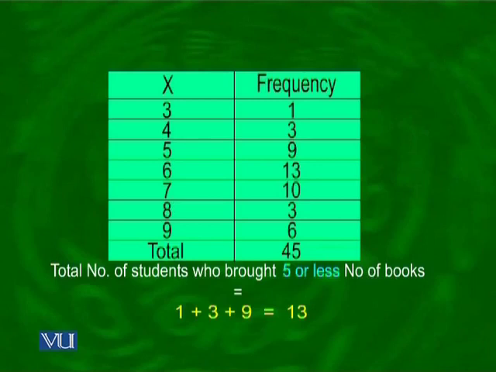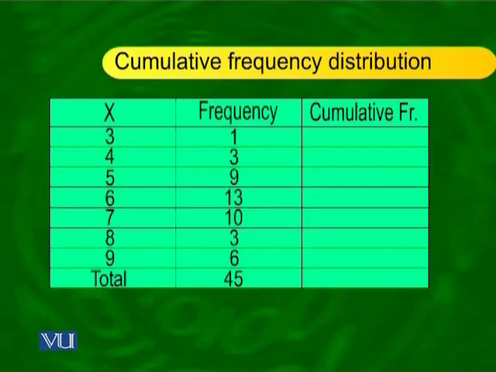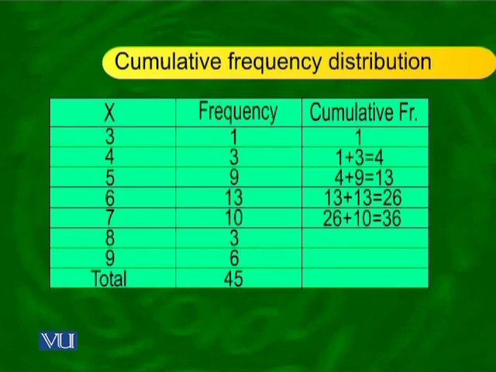So a very convenient way of getting over this problem is by constructing another column, a column of cumulative frequencies. All we have to do is this: the first frequency, 1, remains as it is. 1 plus 3 equal to 4 comes against the value x equal to 4. 4 plus 9 equal to 13 is written against x equal to 5. 13 plus 13 equal to 26 is written against x equal to 6, and so on. As you can see, the last cumulative frequency is 45, exactly the same as the total number of students that we had in our data set.